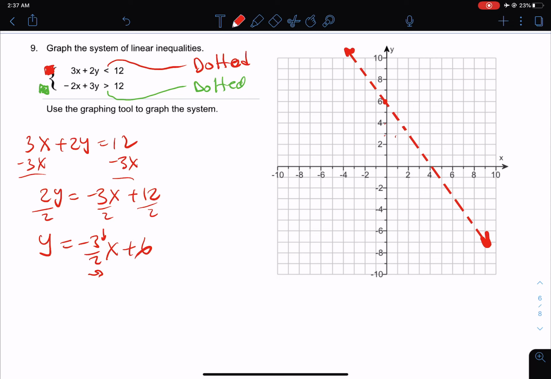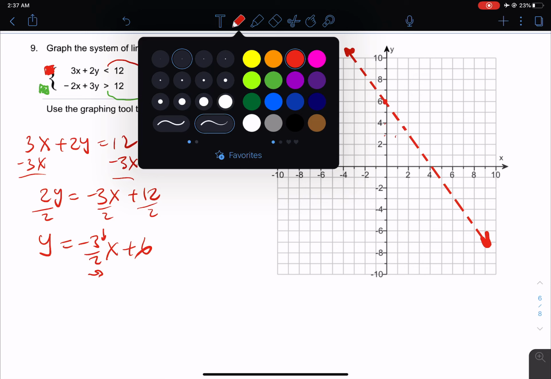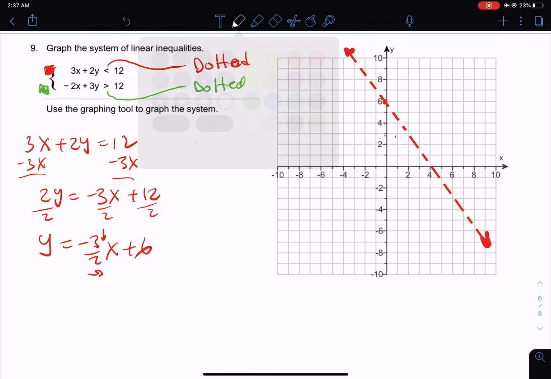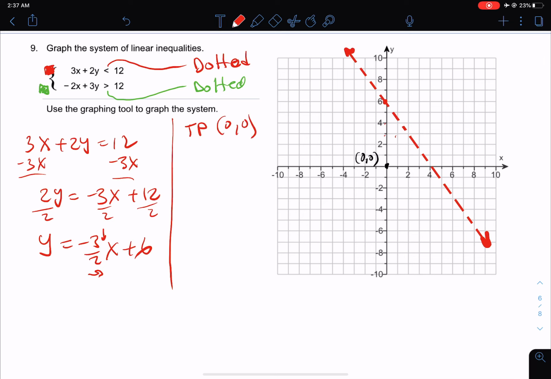Okay, now we've got to figure out which side we shade this thing on. Remember, the point (0, 0) is an awesome point to use as a test point, so that's just what we're going to do. We'll say test point (0, 0). Go ahead and get your red inequality, which says 3x + 2y < 12. Putting zeros in just gives us 0 < 12, and of course that is true.